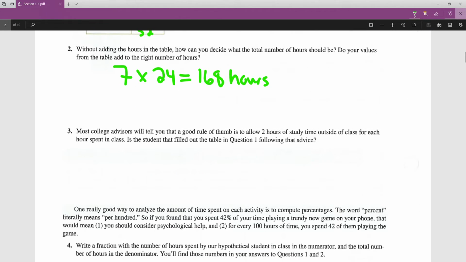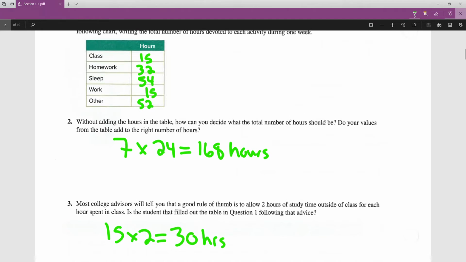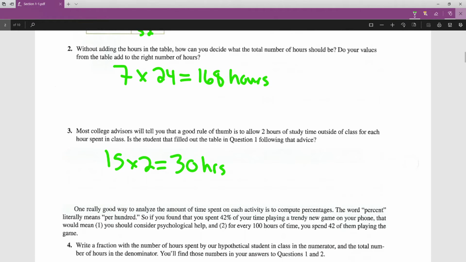Number 3 says most college advisors will tell you that a good rule of thumb is to allow 2 hours of study time outside of class for each hour spent in class. Is the student that filled out the table in question 1 following that advice? Well, the first question is, how many hours do they spend in class? They have 15 hours of class time. If I multiply that by 2, that says the student should spend at least 30 hours studying. How many hours does the student spend studying? 32. So we're good. The student is indeed spending enough time studying.